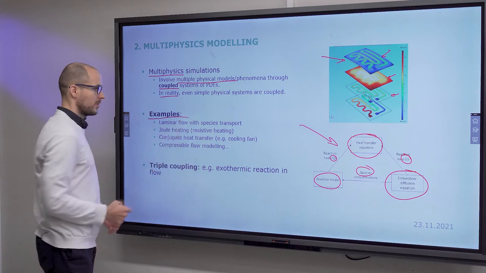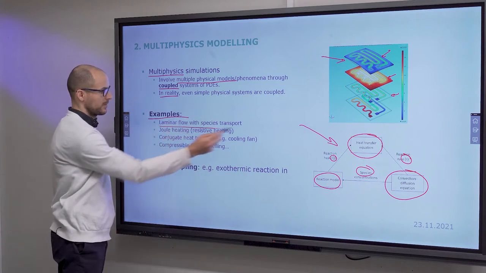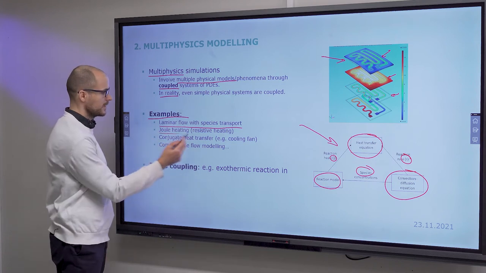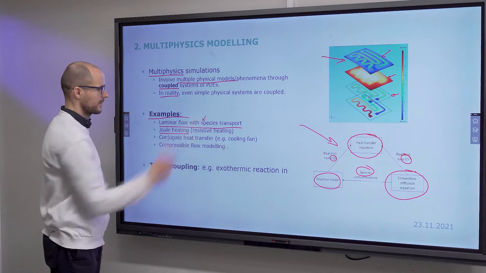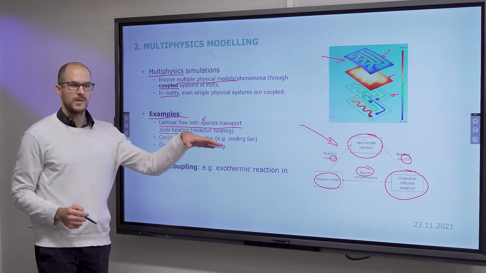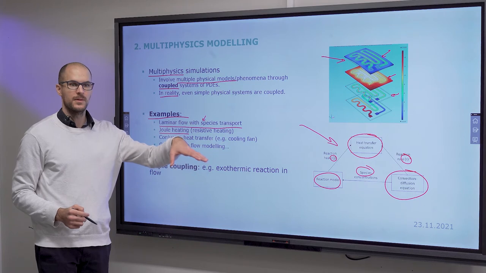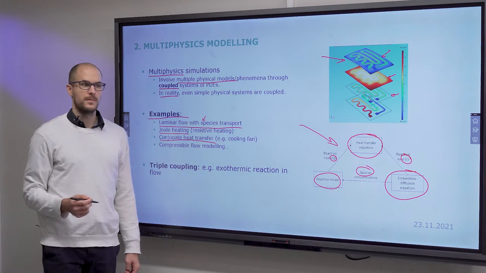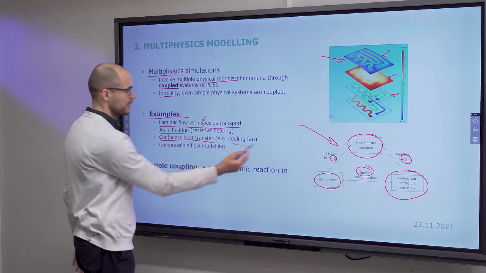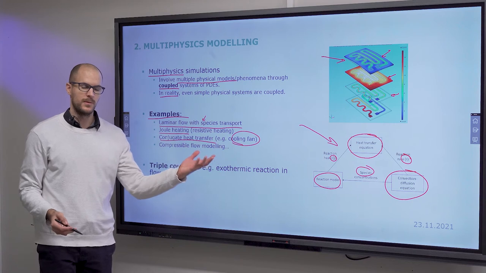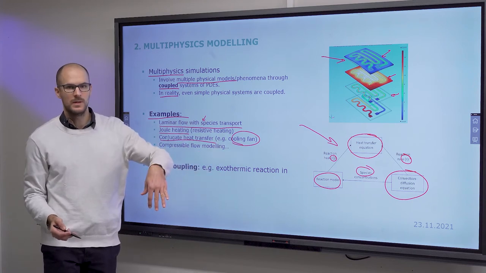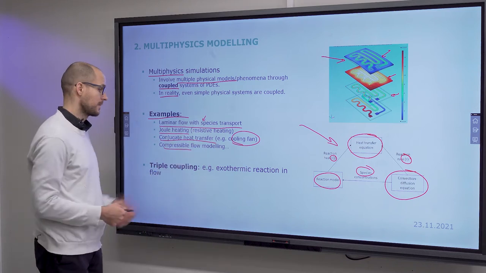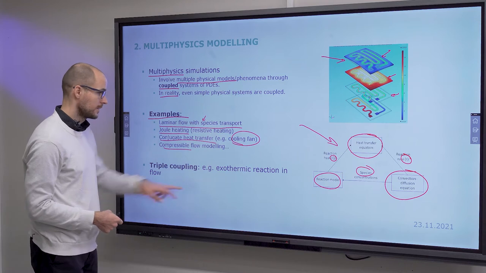So, some examples. Laminar flow with species transport. This is something you will work with in the lab. Joule heating. What laminar flow with species transport means is we are modeling concentrations of liquids in a convective flow. Conjugate heat transfer, where you have, for instance, a cooling fan, where you model fluid flow coupled with heat transfer. And then compressible flow modeling is also a multiphysics model.